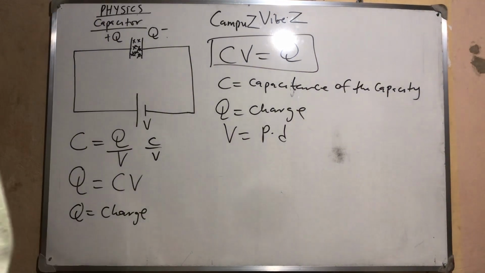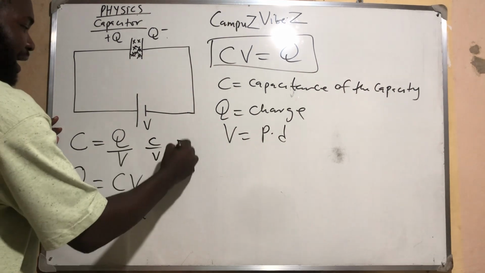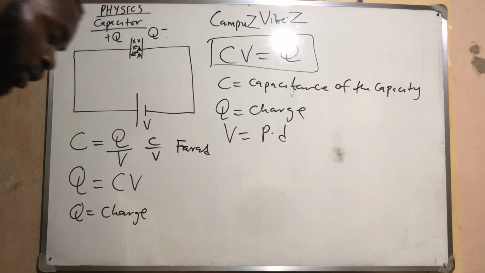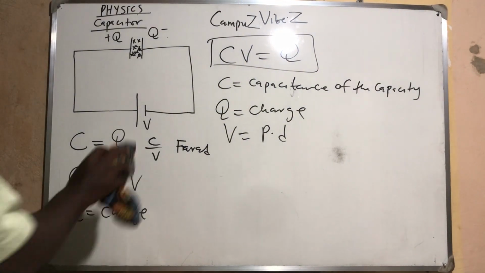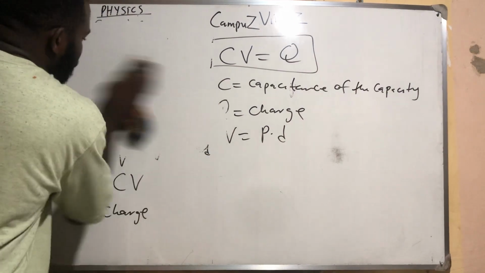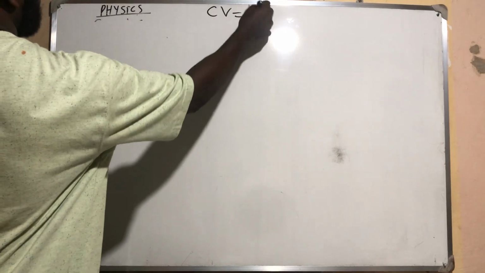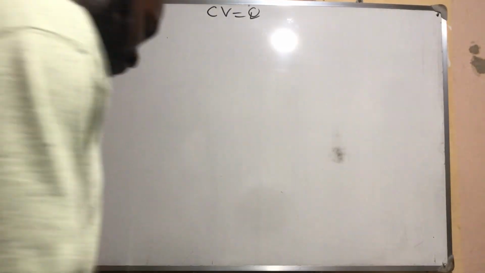Another unit apart from coulomb per volt is farad. So capacitance is measured in farad or coulomb per volt, any one you like. So don't forget the formula: campus vibes are always charged.